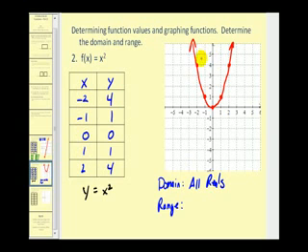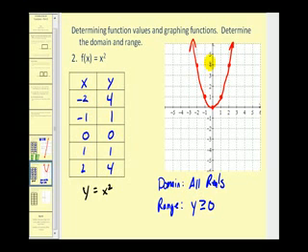Graphically, even though it's pretty clear this graph moves up forever, it is also slowly creeping left and creeping right, which does verify that our domain is all reals. However, if we look at our range, since we're squaring x, even when x is negative, y is always positive or 0. So y is always going to be greater than or equal to 0, and that is going to be our range.